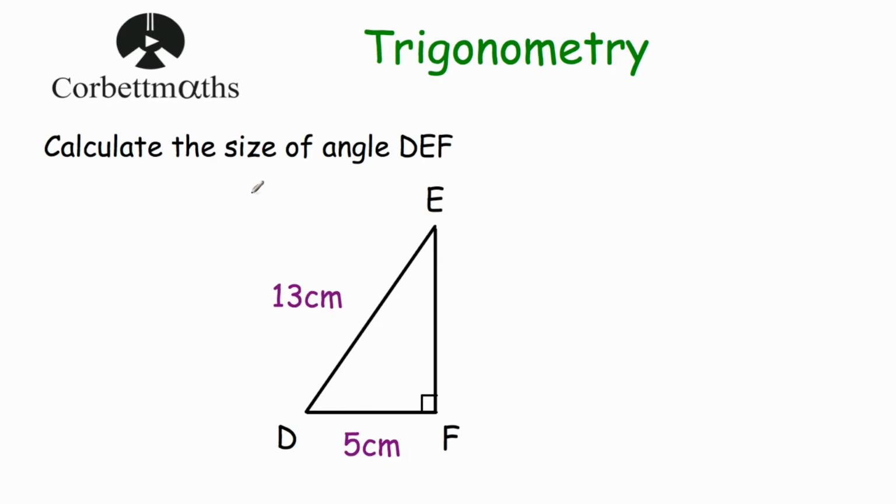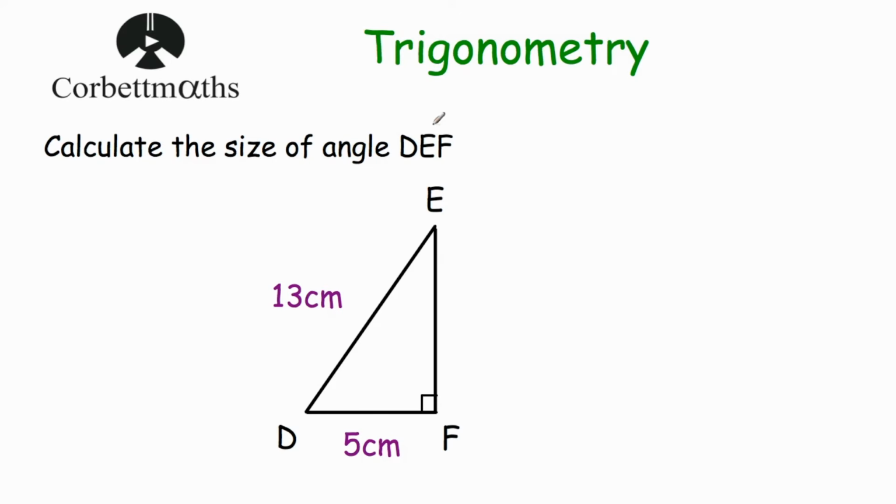Okay, let's have a look at our next example. So our next example says, calculate the size of angle DEF. So we've got this right angle triangle, DEF, and we can see it's a right angle triangle because that's labelled in the bottom right corner, like so. And we know that the length of DF is 5 centimetres, the length of DE is 13 centimetres, and we've been asked to find the size of angle DEF.